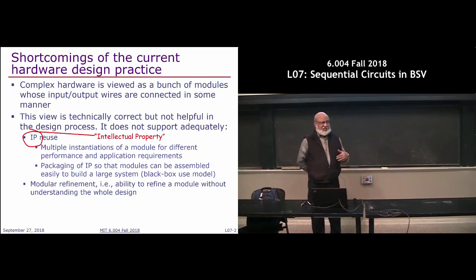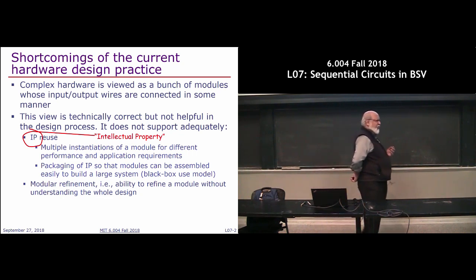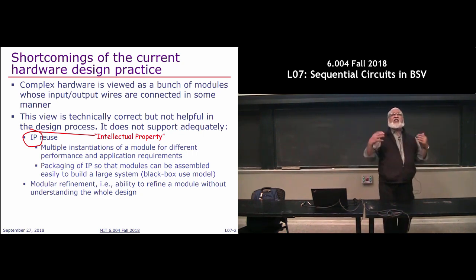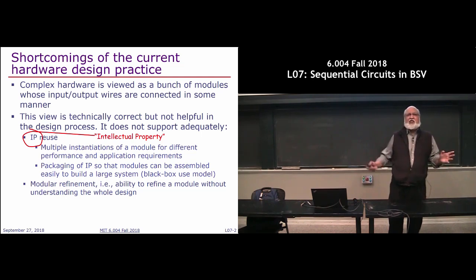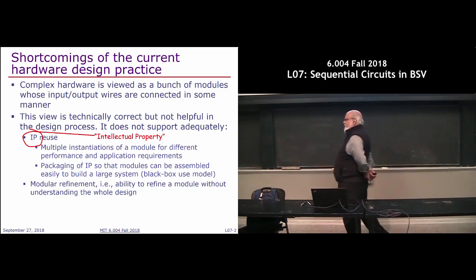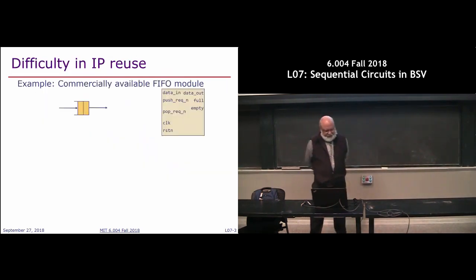So this is extremely important. This is called modular refinement. I don't change the whole design at the same time, I change it piecemeal. And I want some guarantee that when I change this part, my whole design wouldn't become functionally incorrect. Okay, so let me talk about why IP reuse is so difficult.